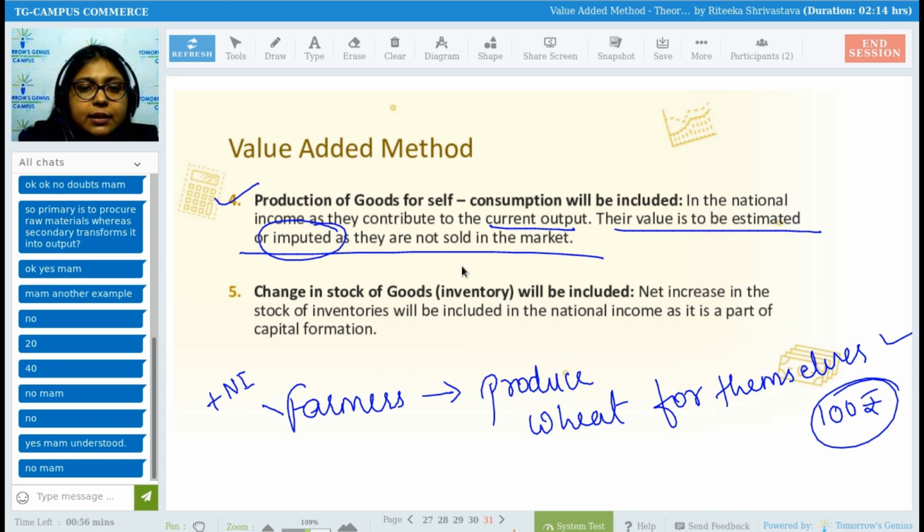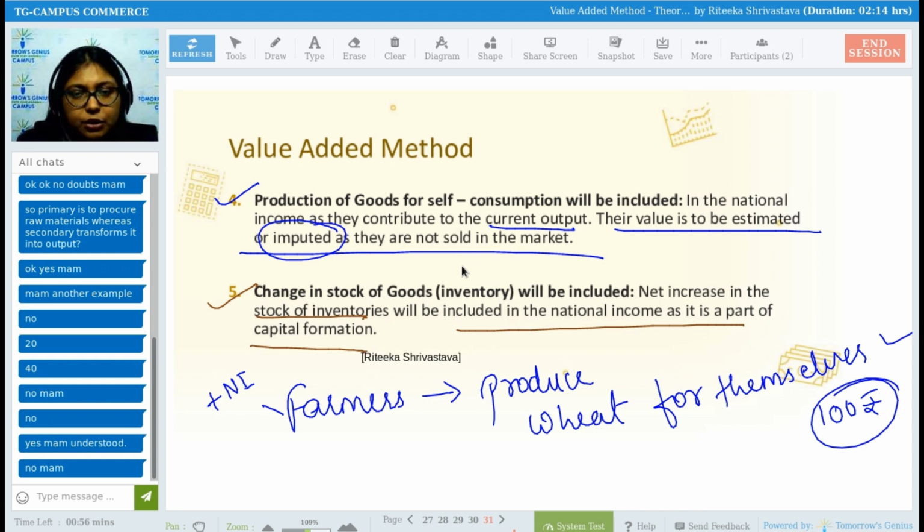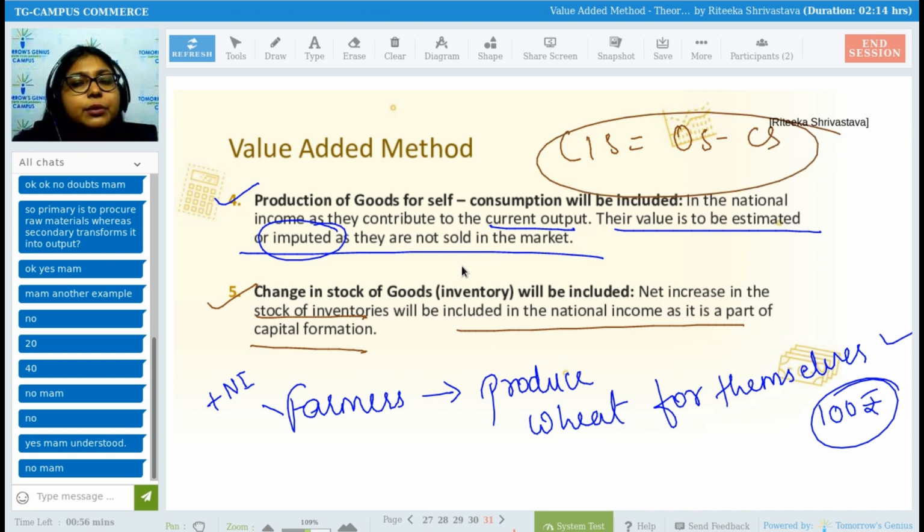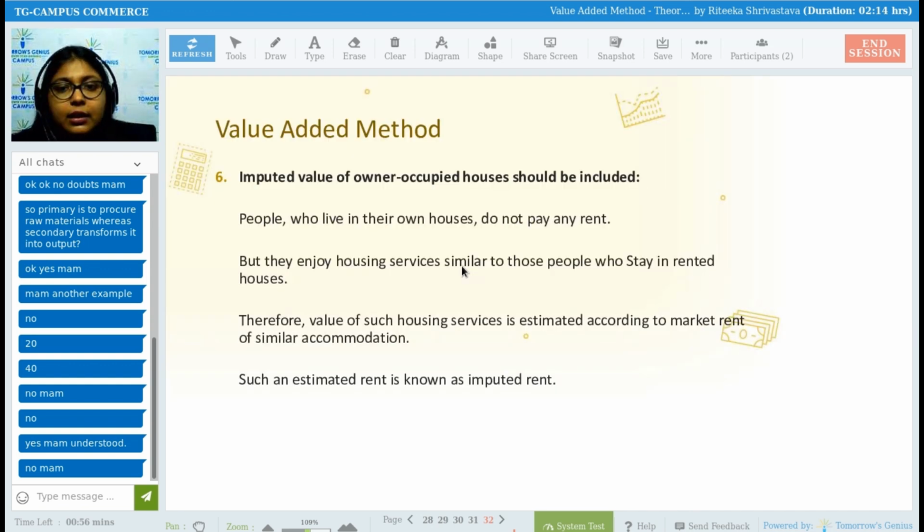The fifth precaution is that change in stock of goods will be included. So the net increase in the stock of inventories will be included in national income as it is part of capital formation. Change in stock means what? Closing stock minus opening stock. This will be included while computing national income, as we saw right now in the formula also. So you have to include it.